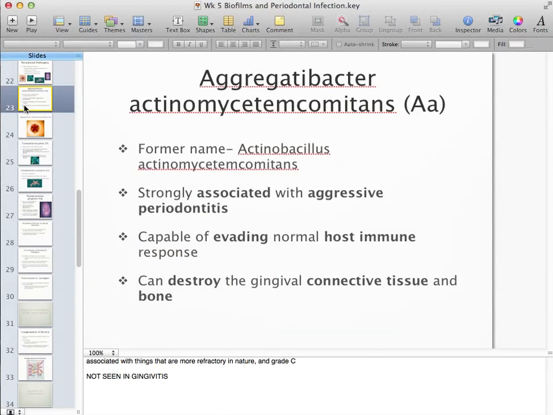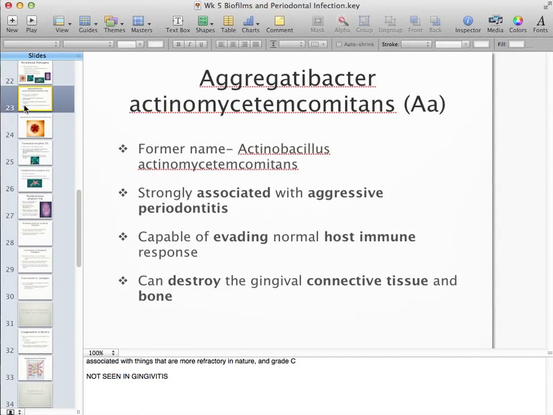AA, or Aggregatibacter actinomycetemcomitans. Hope I said that right. This bacteria is strongly associated with perio. It's capable of evading normal host immune response. It can destroy gingival connective tissue and bone. So AA is associated with things that are more refractory in nature, such as grade C patients. AA is not seen in gingivitis. AA is seen in periodontitis.